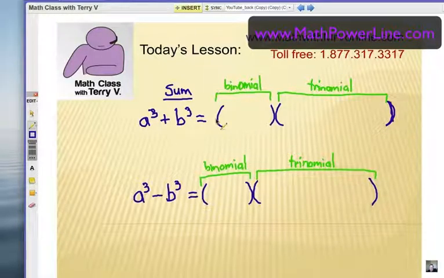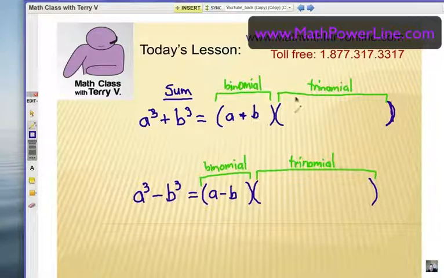All right? So we look at what we've got. We have a cubed plus b cubed, and we simply put a plus b in the first binomial. All right? We want to make sure that these signs match. So down here, this would be a minus b to match the subtraction sign in between. So it's the cube root of each of those terms. Okay? Fairly simple so far.